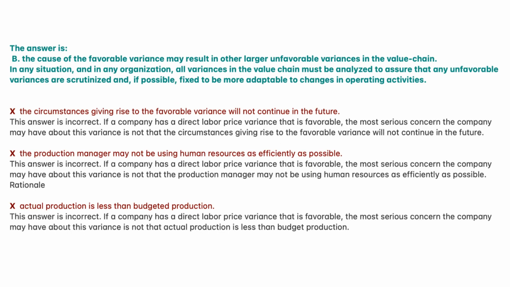The answer is B. The cause of the favorable variance may result in other larger unfavorable variances in the value chain. In any situation, and in any organization, all variances in the value chain must be analyzed to assure that any unfavorable variances are scrutinized and, if possible, fixed to be more adaptable to changes in operating activities.